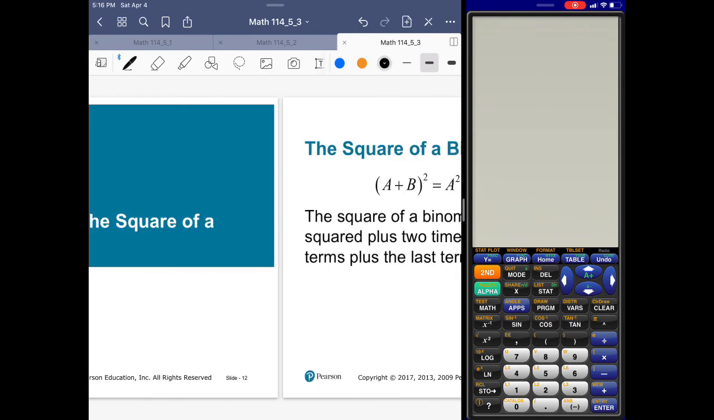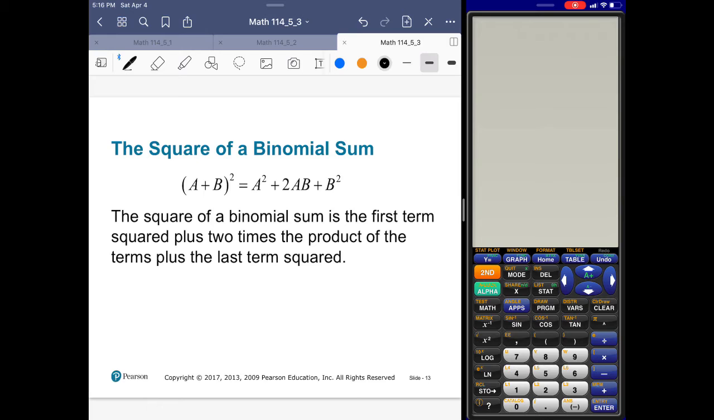Find the square of a binomial sum. So if I have a plus b to the power of 2, we can follow this formula. It says the square of a binomial sum is the first term squared plus 2 times the product of the terms plus the last term squared. So this is what it's telling you. It's just a shortcut of doing FOIL, or the distributive property if you wish.